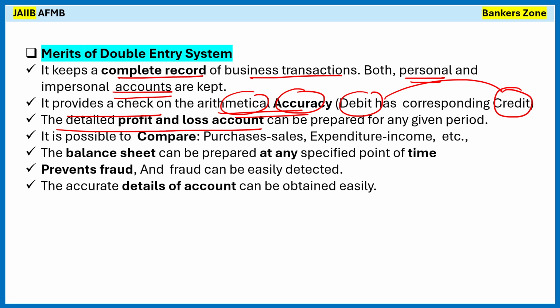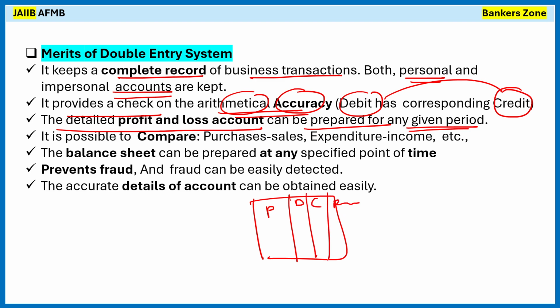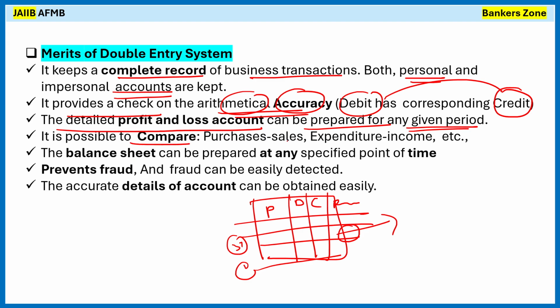A detailed profit and loss account can be prepared for a given period of time. Just imagine the passbook you have, the customer's passbook page, with particulars, debit, credit and the remaining balance. In that way, at any point of time you can say what your balance is on the 31st or on the 2nd, looking only at the passbook. So at any time you can create the profit and loss account statement. It is possible to compare purchase and sale, expenditure and income, because debit entries and credit entries are kept separately. So at any point of time, you can compare purchase versus sale, income versus expenditure, etc.